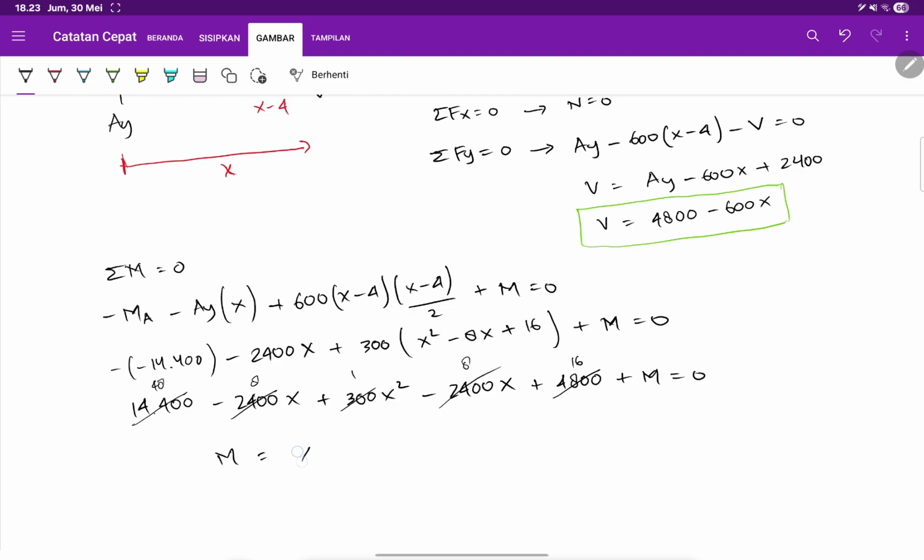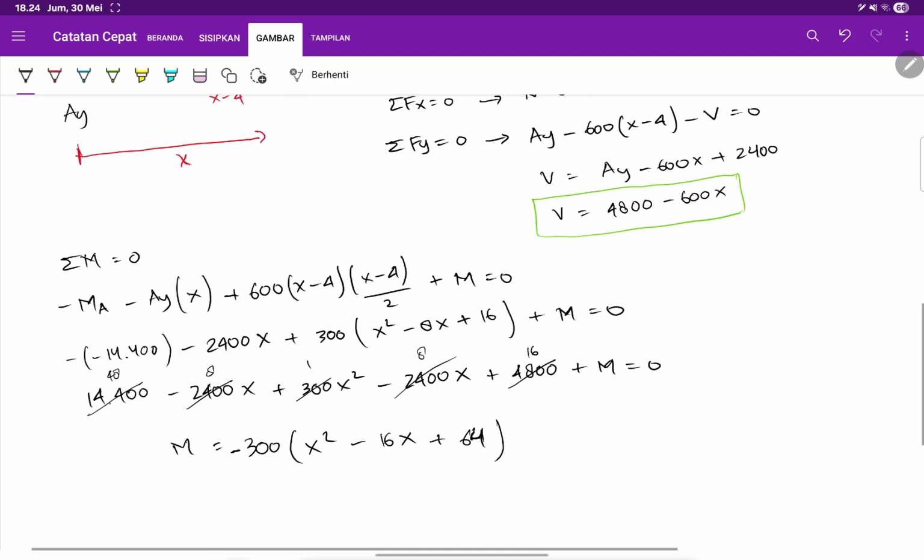Yeah, x squared. Let's do it like this. 300 x squared minus 16x plus x squared minus 16x plus 16, 48, 64. Yeah, 64, right? And that is M. And it should be minus here. Yeah, this is my M.